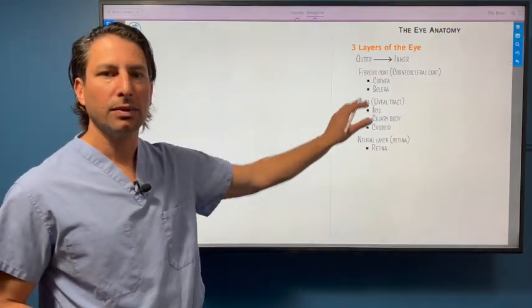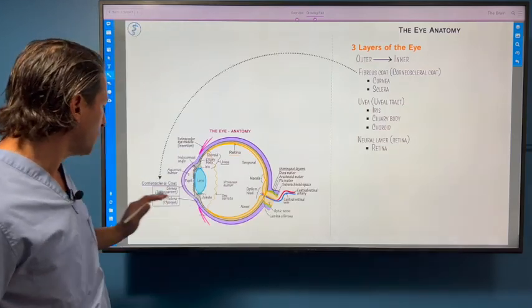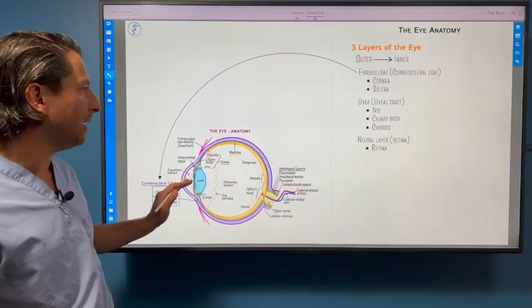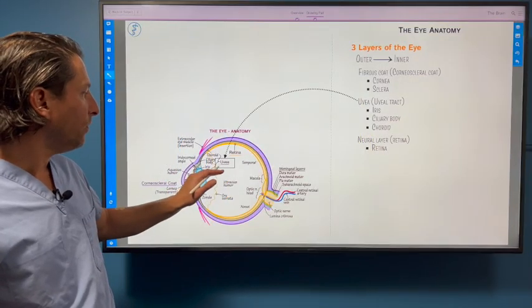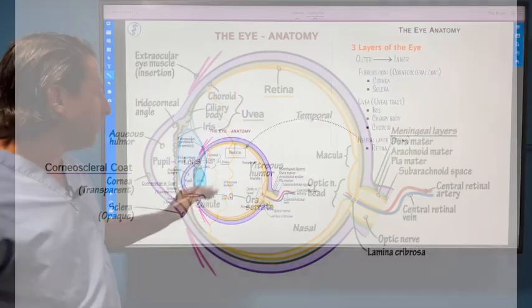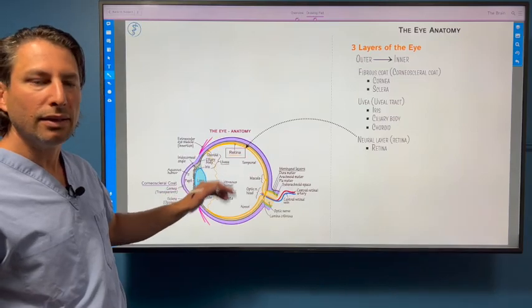3 layers here which we're going to learn. So first, this corneoscleral coat comprises the cornea, which is this transparent covering of the iris and the pupil. Then the sclera, which is this opaque, the white of the eye here. Next, we have the uvea, which comprises the choroid, the ciliary body, and then the iris. And then we have the neural layer, which is the retina here.